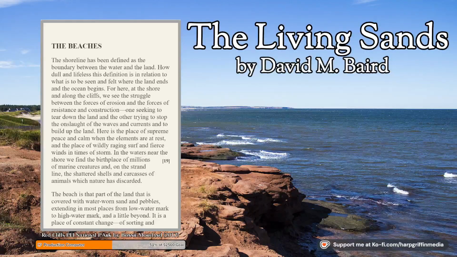In the waters near the shore, we find the birthplace of millions of marine creatures and, on the strand line, the shattered shells and carcasses of animals which nature has discarded.